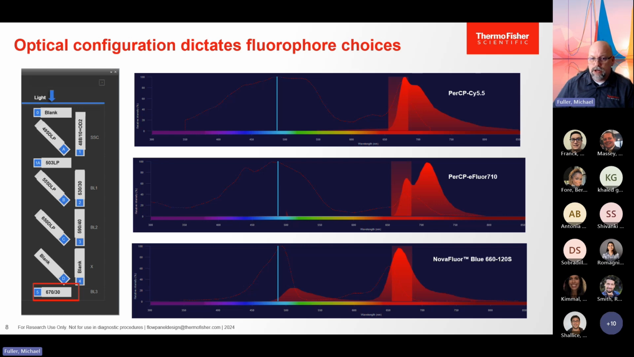In this case, with NovaFluor Blue 660, we are now capturing its emission maximum much better than we are with the PerCP-eFluor 710. So this might be a better option here. Depending on the filter, it can impact what fluorochromes we're choosing. In this case, we've got flexibility. We can choose different fluorochromes if a particular one is not going to give us optimal fluorescence capture.